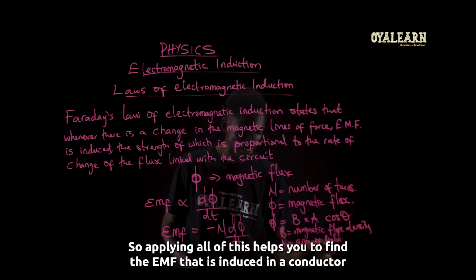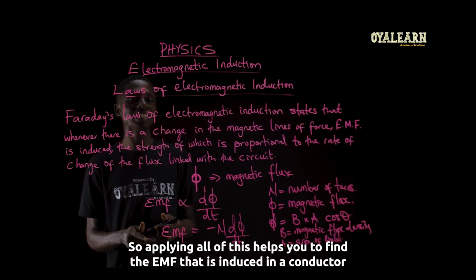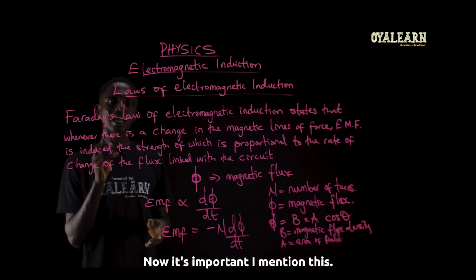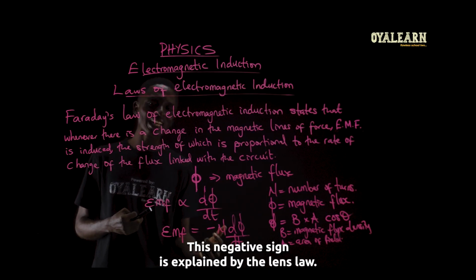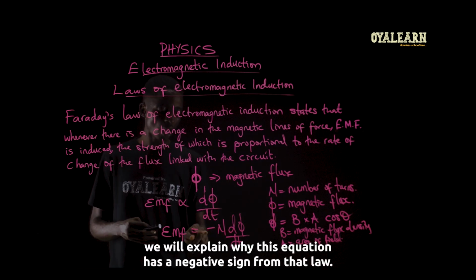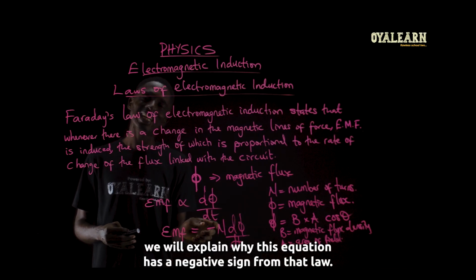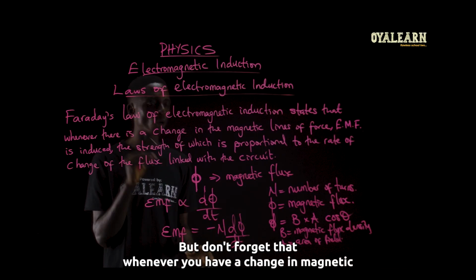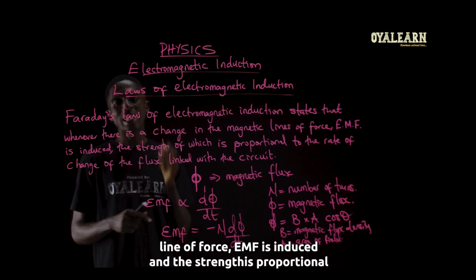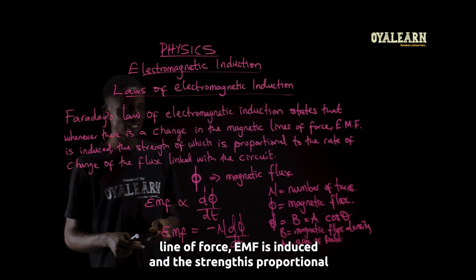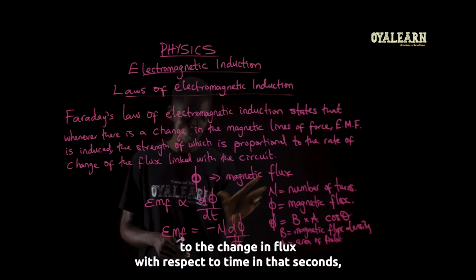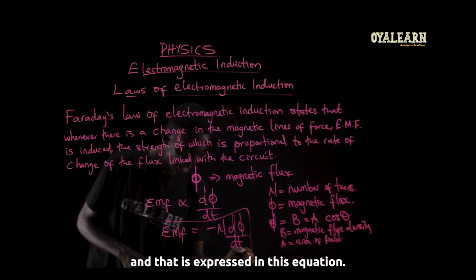So applying all of this helps you to find the EMF that is induced in a conductor by applying the Faraday's law of electromagnetic induction. Now, it's important that I mention this. This negative sign is explained by the Lenz's law. So when we go to Lenz's law, we will explain why this equation has a negative sign. But don't forget that whenever you have a change in magnetic line of force, EMF is induced, and the strength is proportional to the change in flux with respect to time in that circuit, and that is expressed in this equation.